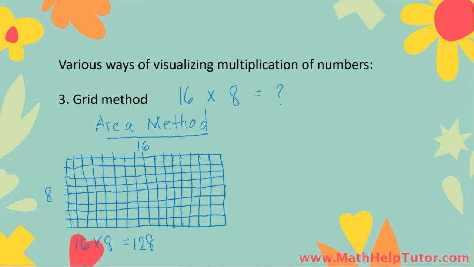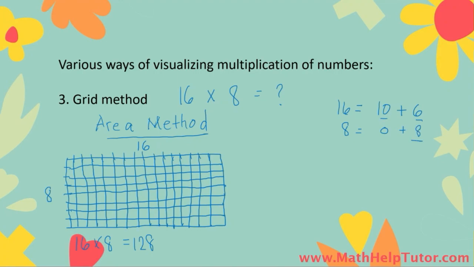Now let's do the grid method. To use the grid method, we first have to decompose the numbers into their place and place value. So 16, when decomposed, is also equal to 10 plus 6, right? This is the tens place and this is the ones place. And for 8, well, it doesn't have a tens place, but it has a ones place.